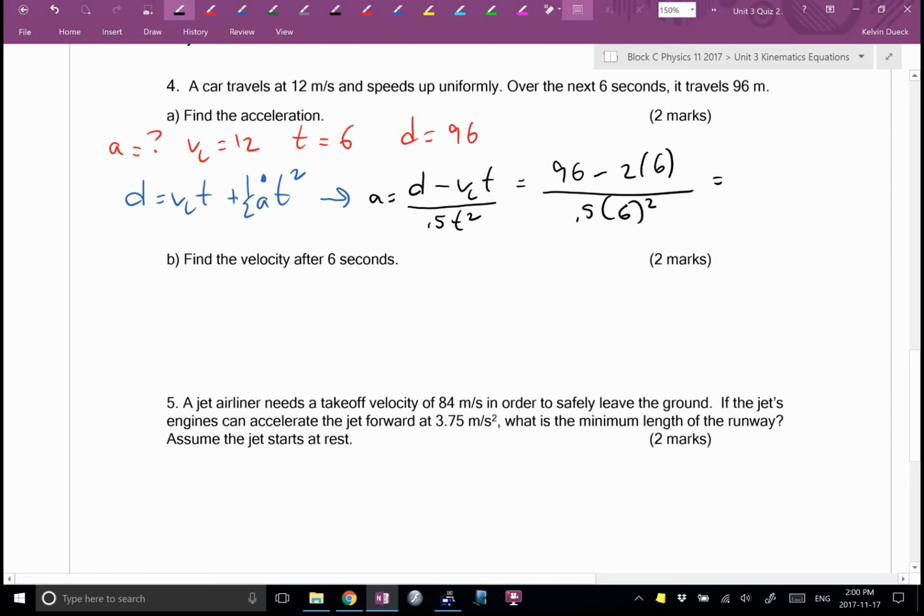Oh, I think I can do this in my head. It's going to be 96 take away 72. It's going to be 24. Half of 24, the 24 divided by a half is 48. So it's going to be 48 over 36 divided by 6. That's going to give me 8 over 6. 4 over 3. Is it 1.33333333? Come on, you got to be a little impressed there.